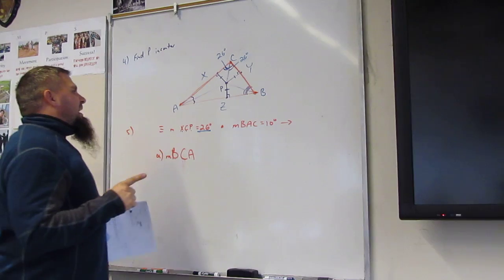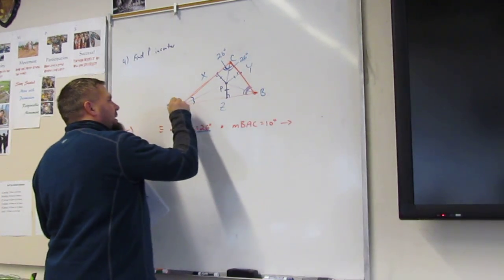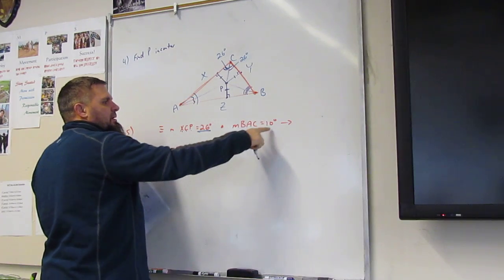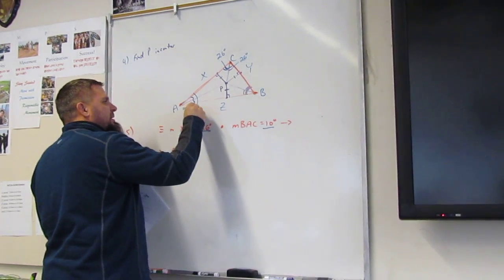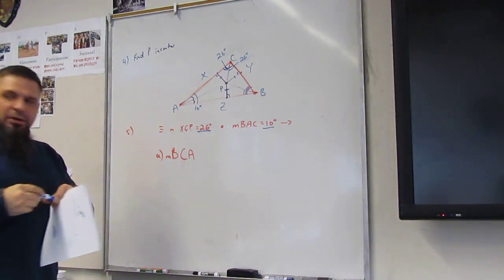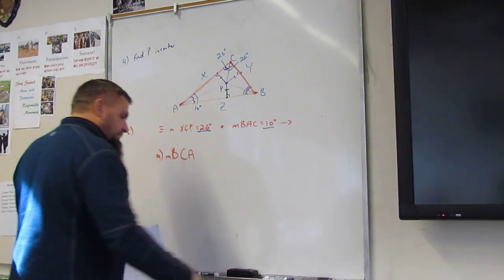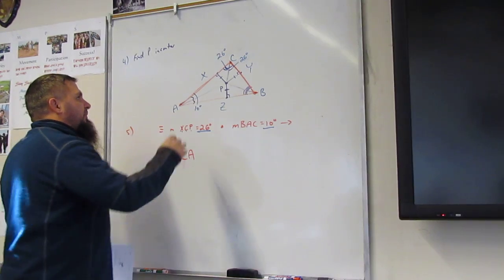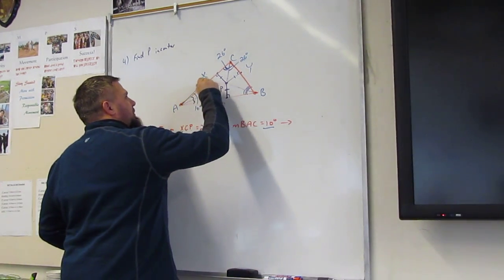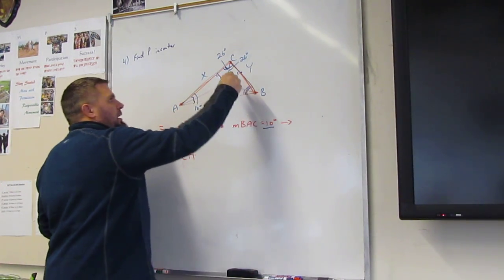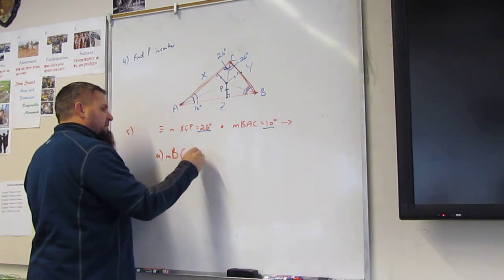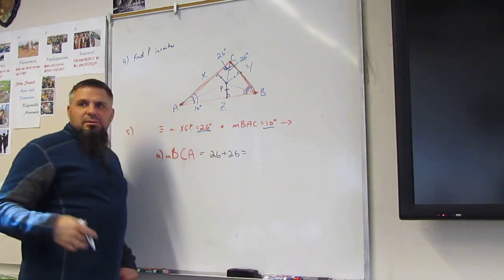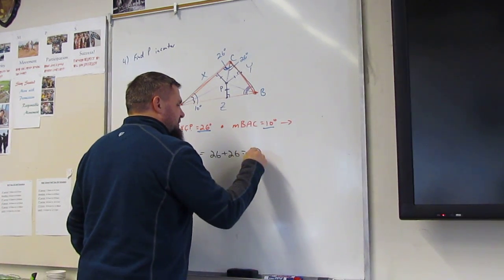It also says BAC. So that means this guy right here is 10. So I know that those two are the givens. And it's looking for this guy right here. Well, this is 26 and this is 26, and this is equal to 26 plus 26, right? So that would be 52 degrees.